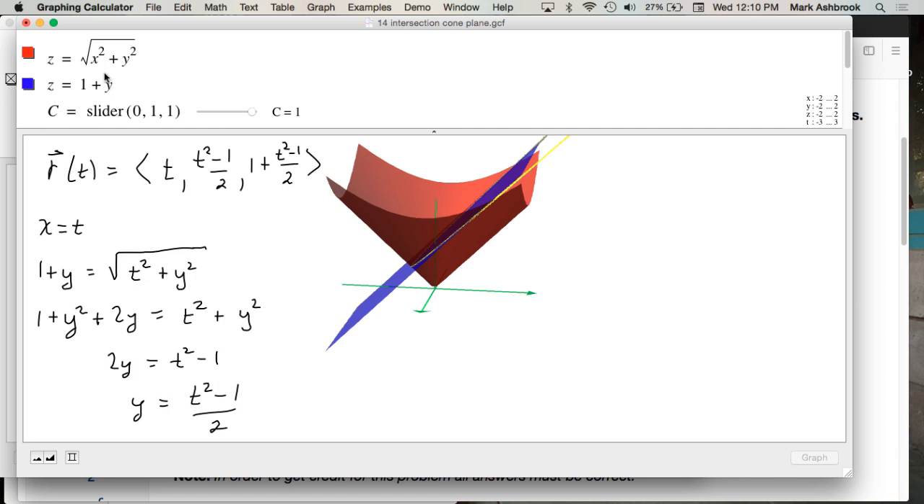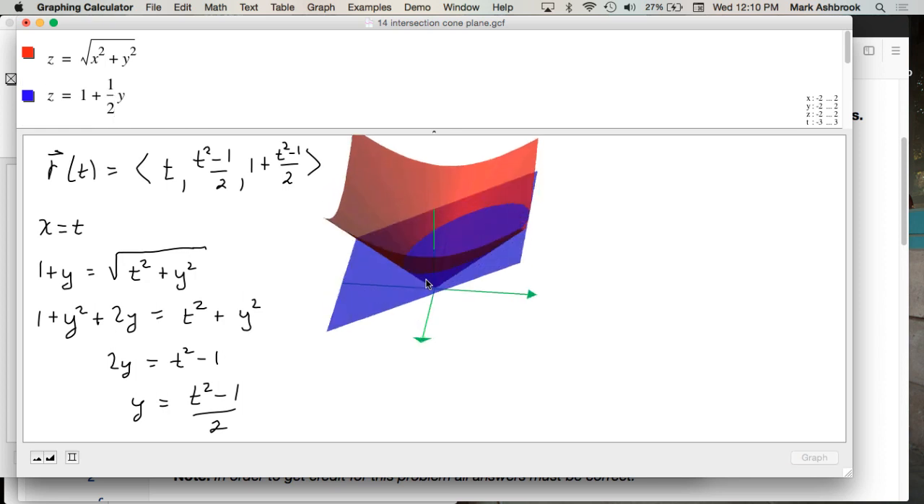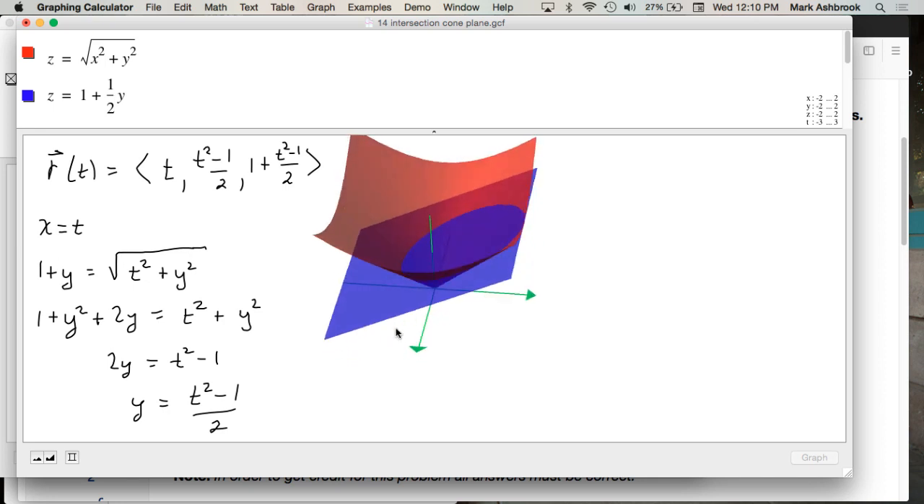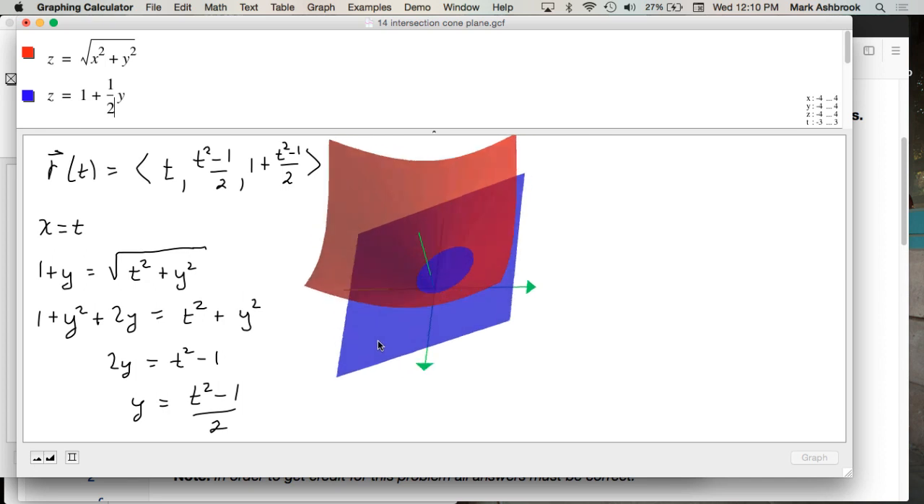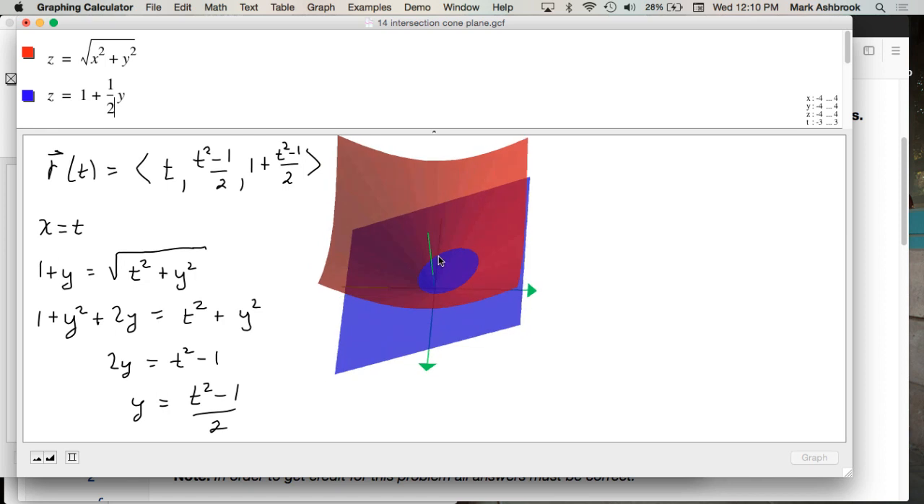And so then, turn this off. I'll do 1 plus 1/2 y. This is a new problem now, right? This is a different problem. Change the plane. So how are we going to do the same thing? X equals t for this one.